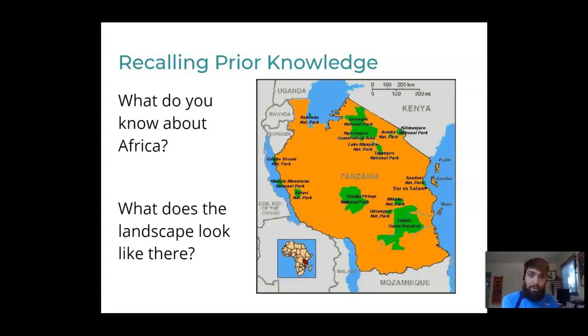What types of animals are there? So what kind of animals do you know about in the African savanna? And what does the landscape look like? What do you imagine it looking like in this part of Tanzania? Here's a map of Tanzania. And then afterwards we'll pause and have a discussion for those that are in class.